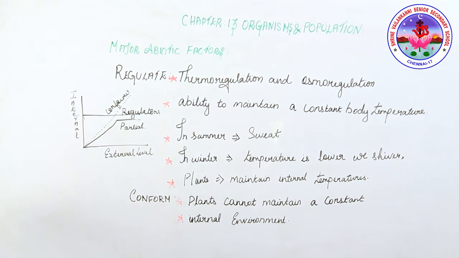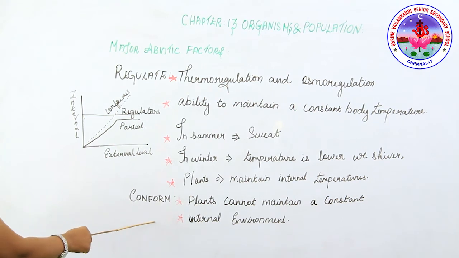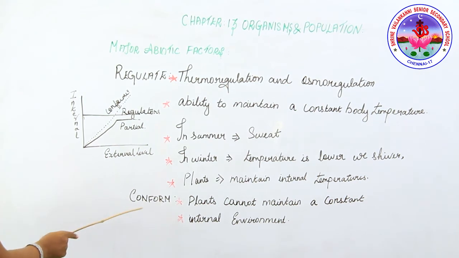Next one is conform. The majority, 99% of animals and nearly all plants, cannot maintain a constant internal environment. Their body temperature is determined by ambient temperature. The osmotic concentration of the body fluid changes with that of the ambient water. I repeat, the osmotic concentration of the body fluid changes with that of the ambient water osmotic concentration. Such animals and plants are simply called conformers.